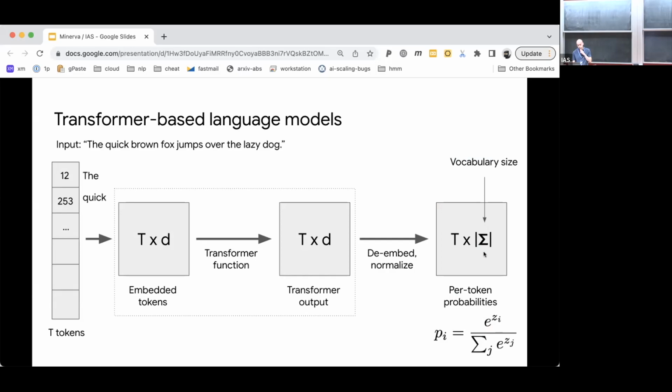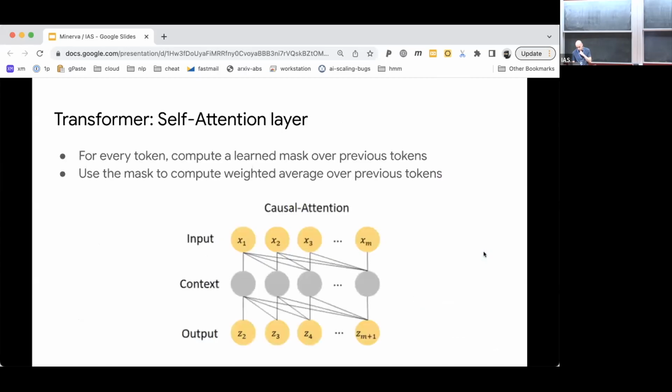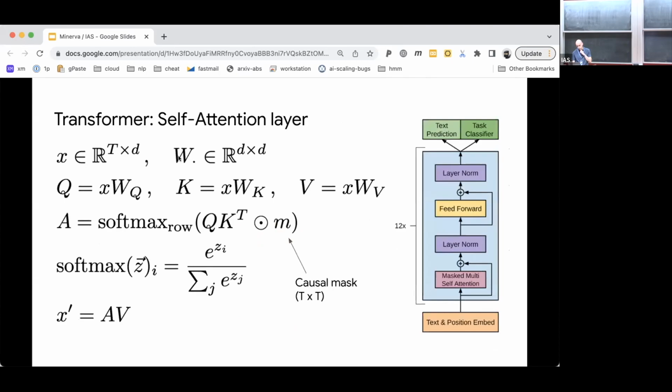And the size of sigma would be, let's say, 50,000. Let's say that's a typical size for the vocabulary. Okay, so now we're looking at this self-attention layer to see what it looks like.